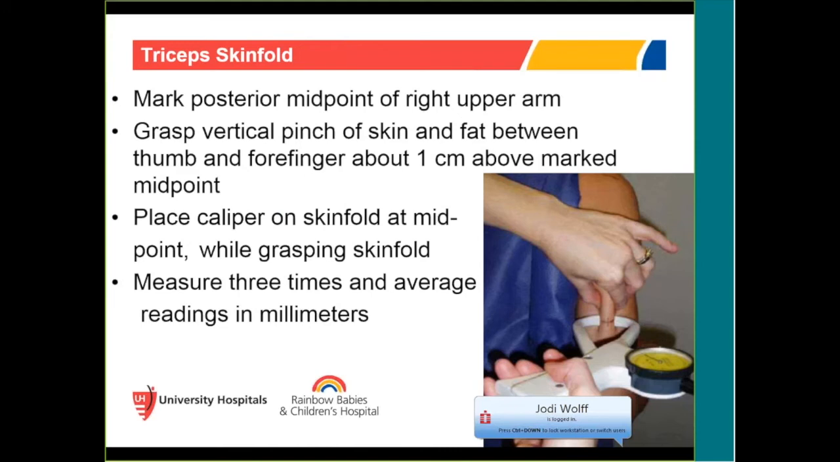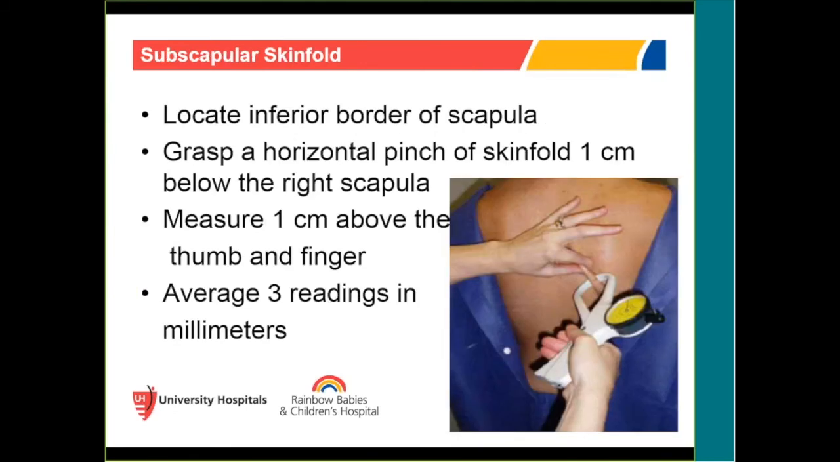And again, it's really best with your measurements to measure them 3 times and average that measurement. If you're going to do it 2 times, you want to be sure that those numbers are within 10% of each other. The subscapular skin fold is another measurement that can be done to help assess body fat.